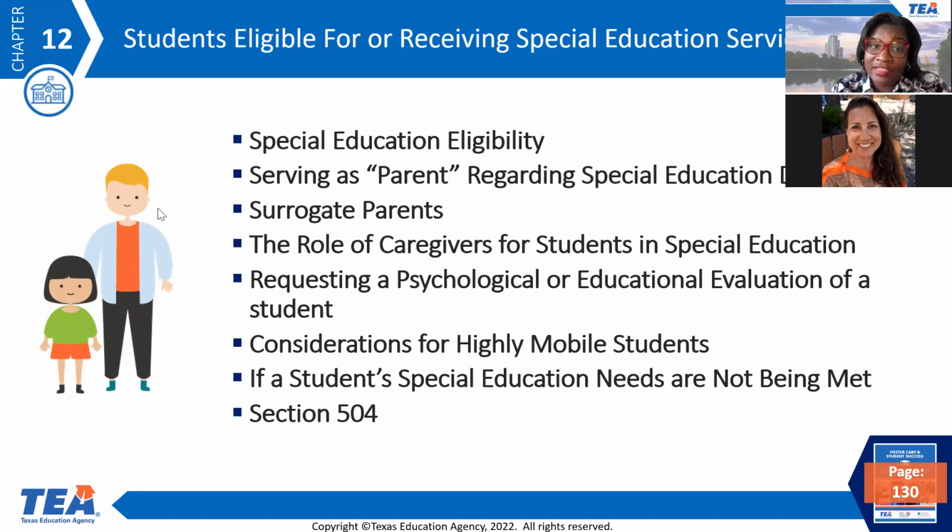Some of the topics within this area are special education eligibility, serving as parent regarding special education decisions, and surrogate parents. So we provide you information about surrogate parents and the role of caregivers for students in special education. Also requesting a psychological or educational evaluation of a student. We talk about the process for that. Considerations for highly mobile students. And then if a student's special education needs are not being met, we give you information about that. And then the last one is section 504.